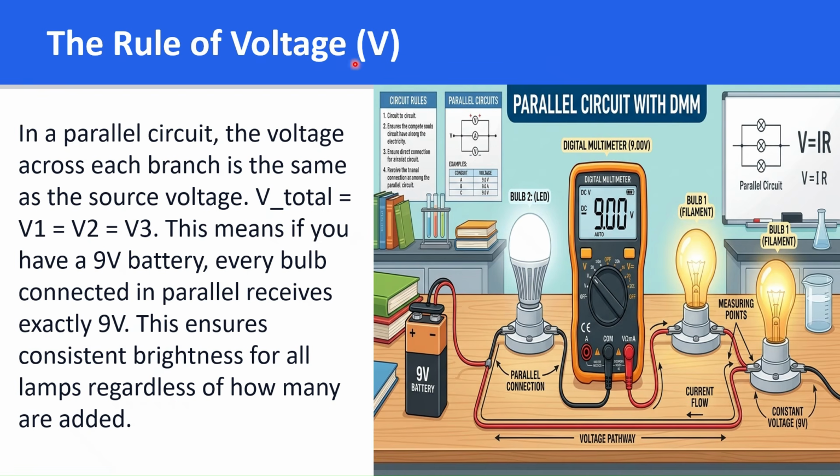The rule of voltage. So here is a crucial rule: voltage is constant across all branches. If you measure the voltage at the battery and then at any bulb in the parallel setup, the reading will be the same. So again, this is the battery, and if you measure the voltage of the battery, as you can see, it is 9.00 volts or 9 volts.